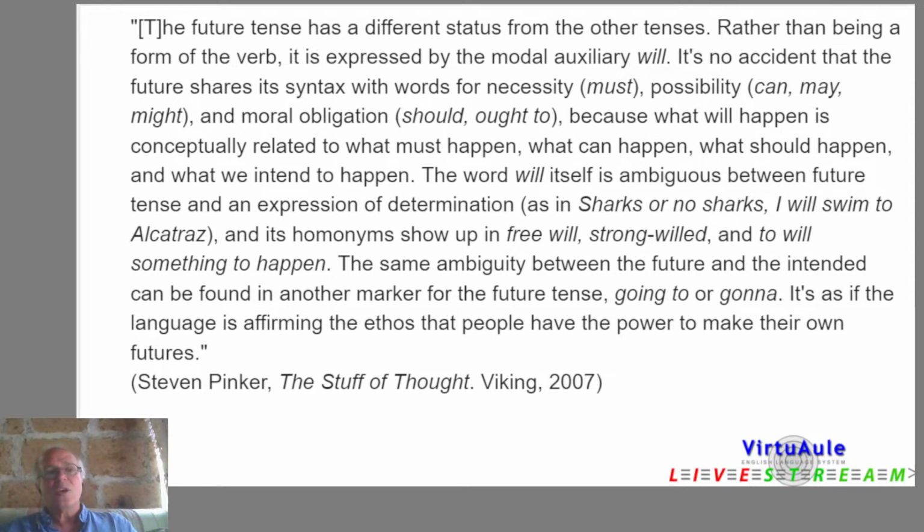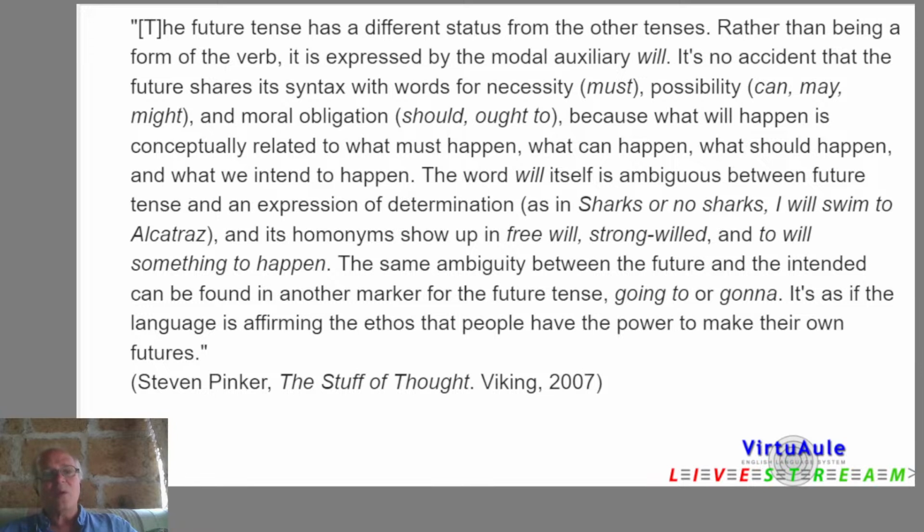The same ambiguity between the future and the intended can be found in another marker for the future tense. Okay, he talks about markers. In fact, what we do is we are marking the future. He's talking about the tense, but it's really not the tense. Going to or gonna. Yeah, this is intention. We'll talk about that in a second.